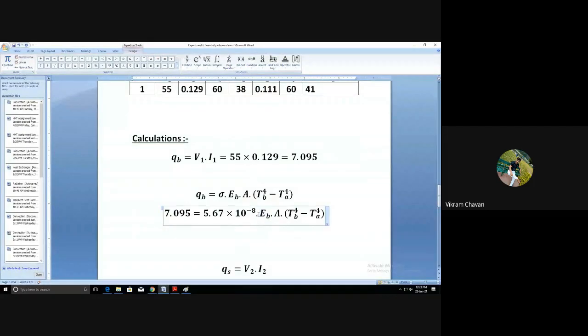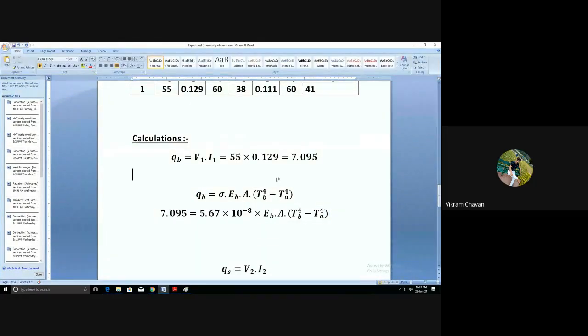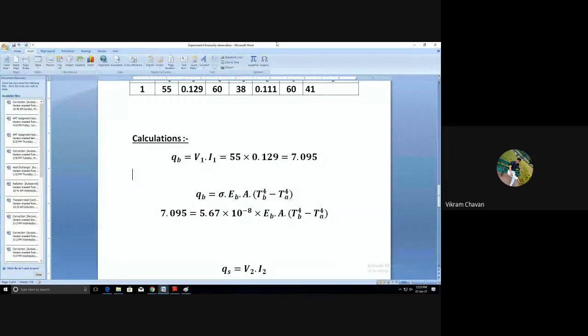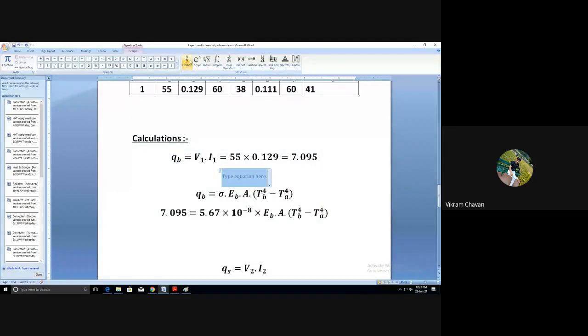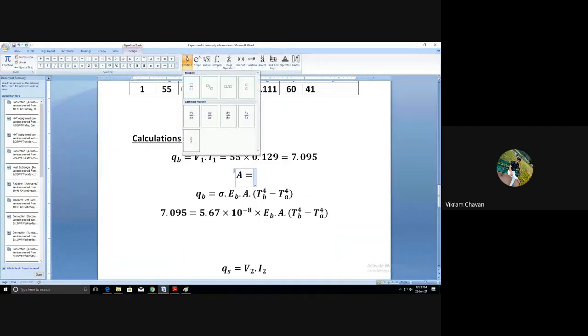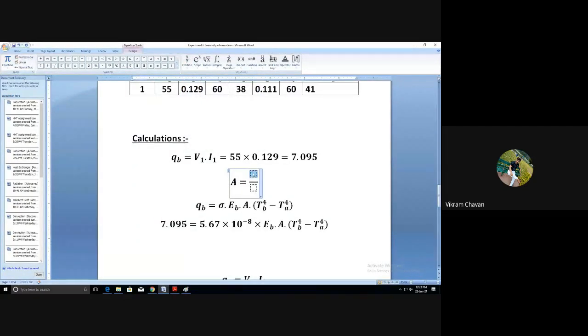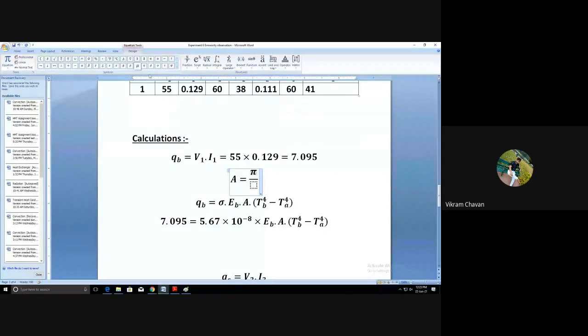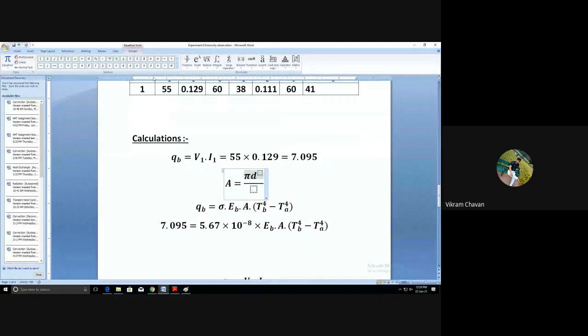Multiply by EB. Now we have to calculate the area first. How to calculate the area for the disk surface? The disk has double sides, front side and back side. Normally the one side area will be equal to pi d square divided by 4. But we have two sides of a disk, so we multiply with 2, and it becomes pi d square divided by 2. Because the disk has a front side and a back side, its area will be pi d square divided by 2.